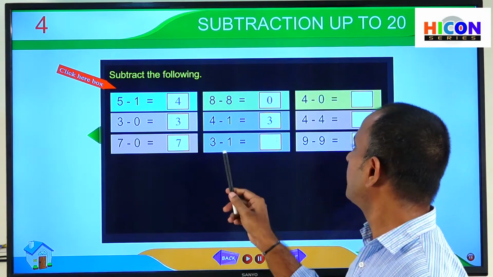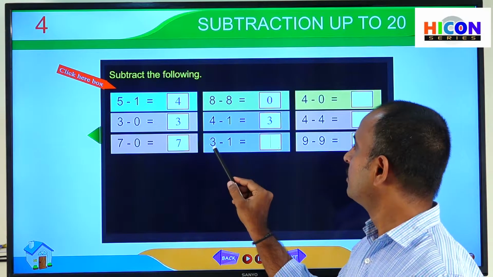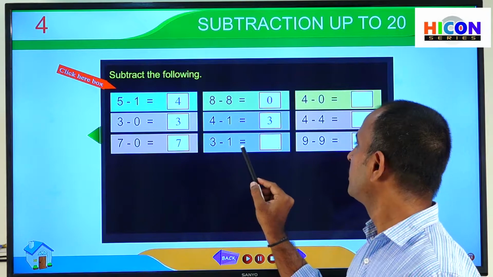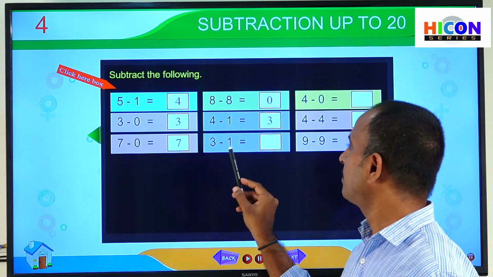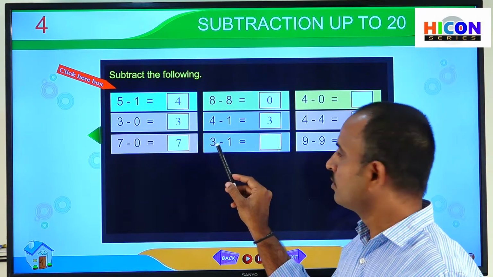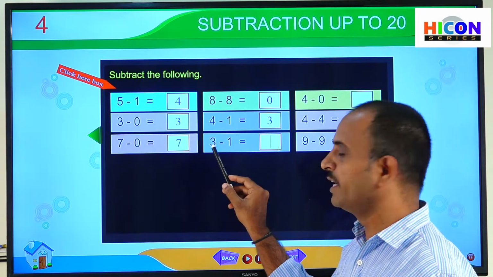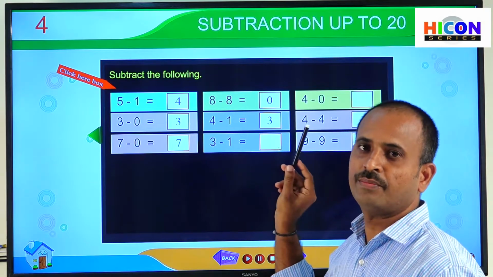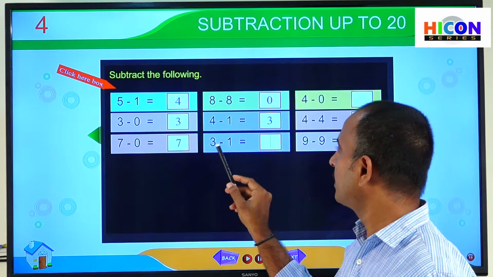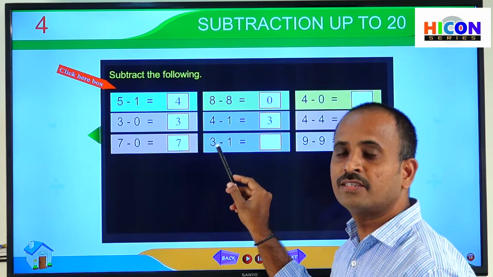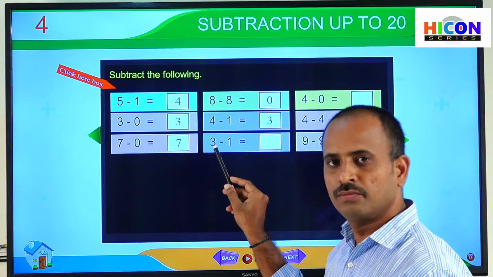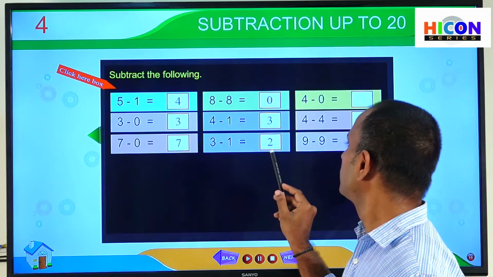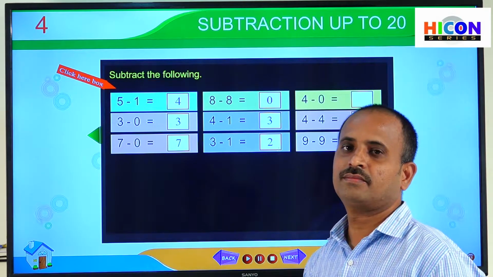See the next subtraction. Here also, 3 minus 1 is equal to how much? Here also 1 is subtracted from 3. If 1 is subtracted from any number, we get its before number. So what is the before number for 3? It is 2. So the answer is 2. Write 2 in the box.